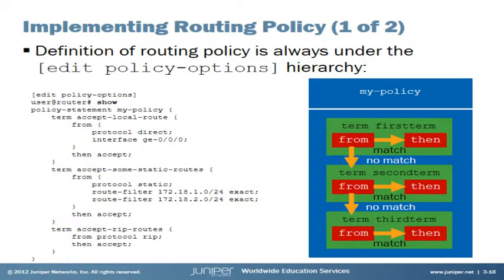Okay, so here's us defining a routing policy. It's under the edit policy-options hierarchy. We're creating a statement called my-policy. It could be called anything, but it's called my-policy. We're creating a term which says accept local routes from protocol direct. This is a directly connected interface, and the interface is ge-0/0/0. Then accept. So we're creating this policy, and we've accepted this by our policy.